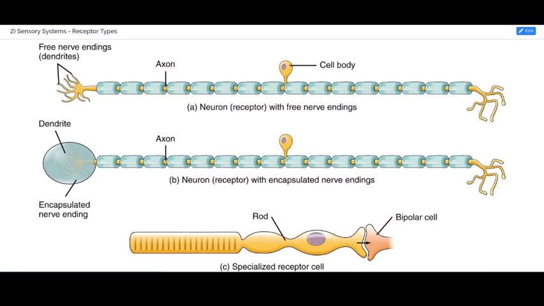Here we see representations of three major types of receptor cells. Part A of this figure has a neuron with free nerve endings. The dendrites are not encapsulated with anything. And part B shows a neuron with the dendrites encapsulated by another structure. There are several types of encapsulated nerve endings, which I'll show you in a little bit, but this is just a general representation of that. And then part C shows a specialized receptor cell. The example given here is a photoreceptor, a rod photoreceptor, which would be found in the retina.